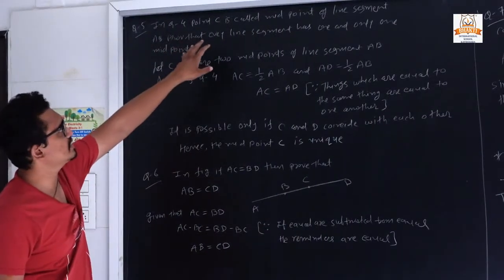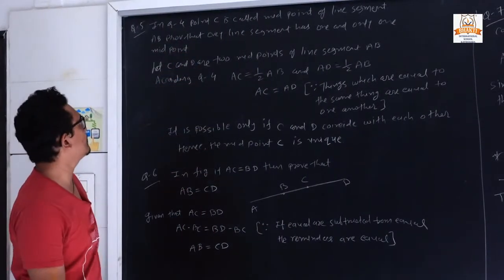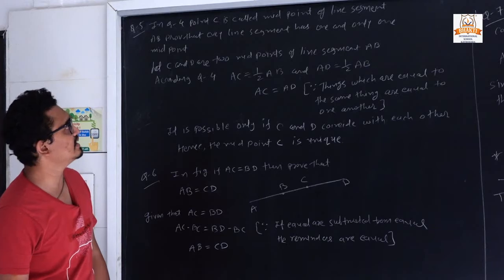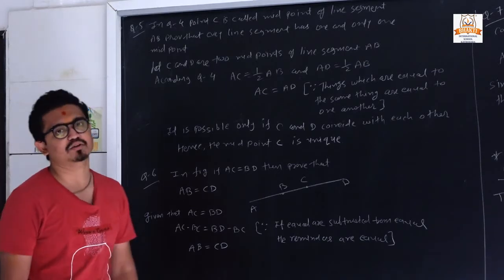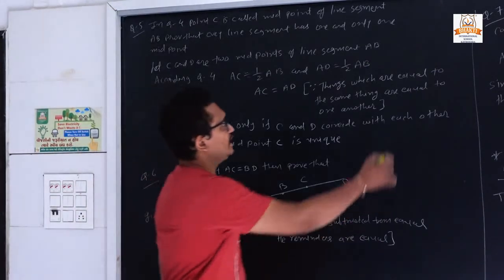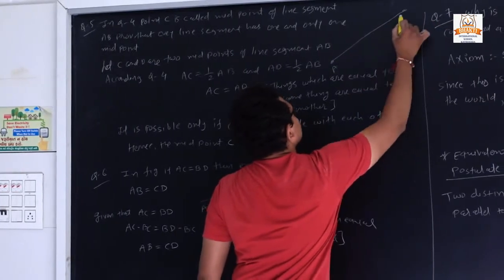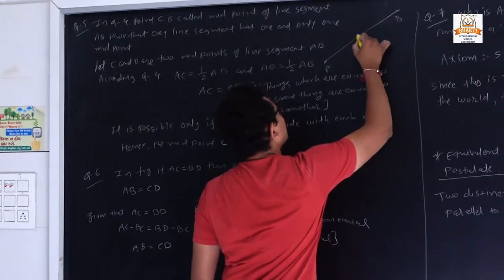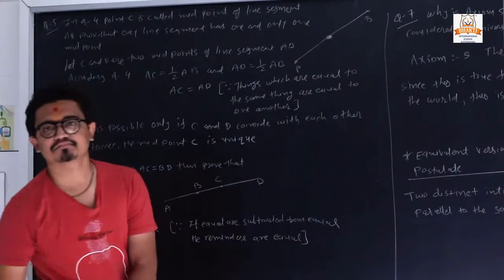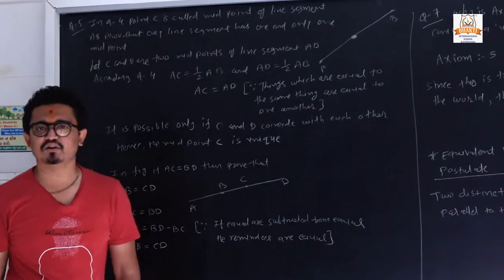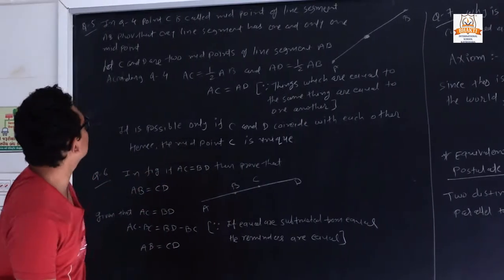In question 4, it is called a midpoint of a line segment AB. Then prove that every line has one and only one midpoint. So if we draw any line, suppose we give its name AB, it has only one midpoint. Clear? Every line has only one midpoint. So we can prove that.